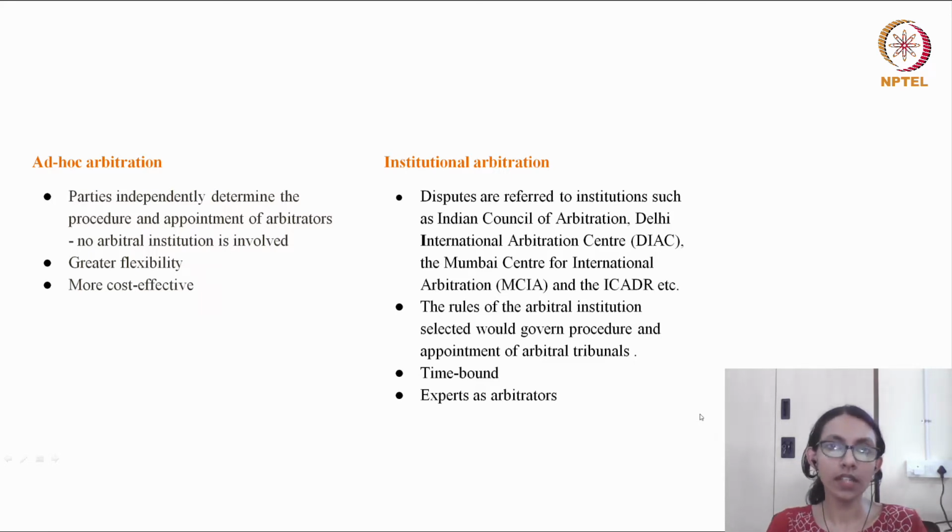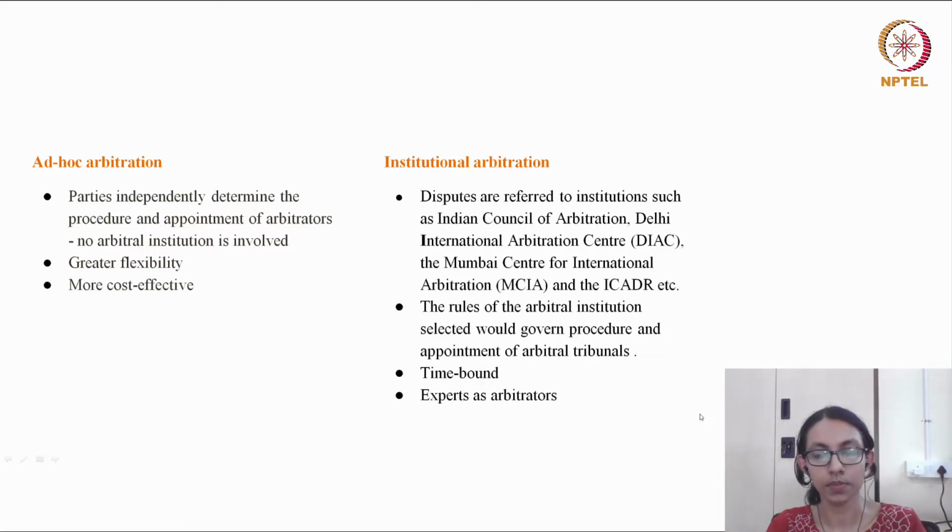So, since there are well defined rules that have been laid down, institutional arbitration is more likely to be time bound when compared to ad hoc arbitration. And in institutional arbitration, the rules may have provision for appointing experts as arbitrators. But since it involves a lot of administrative and legal expenses, it can be quite expensive when compared to ad hoc arbitration.